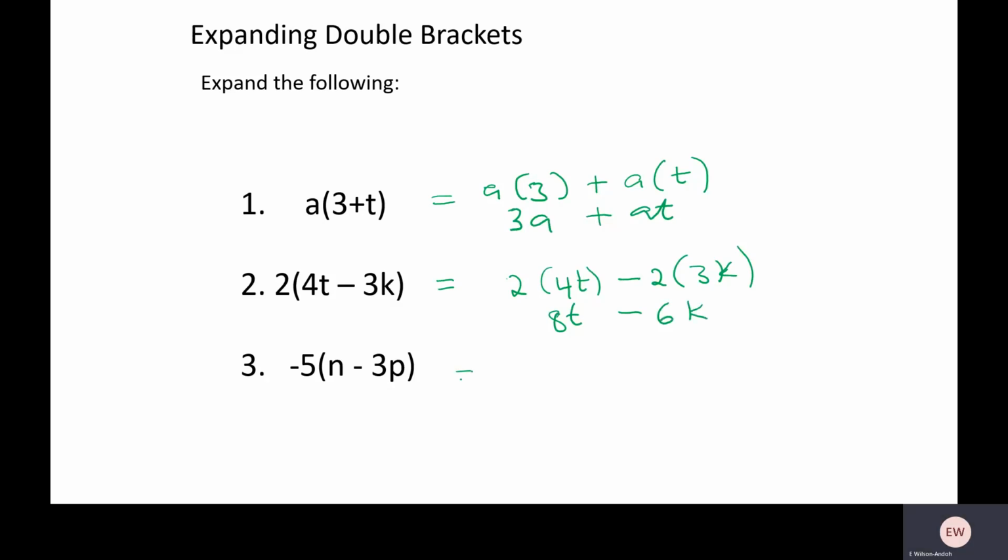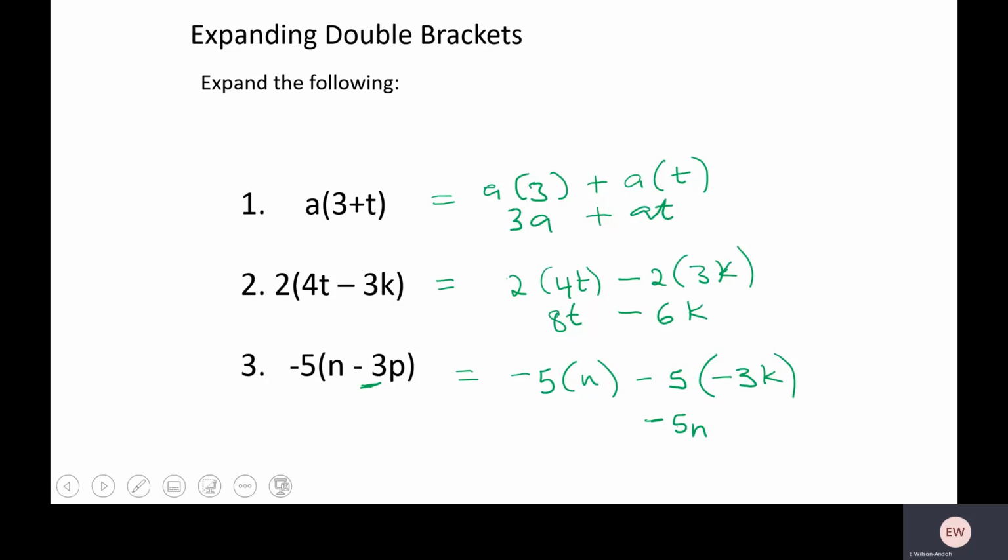And in the third example, we have minus 5 multiplying N. Now we have minus 5 multiplying the sign in front of the N, which is minus. So this will give us minus 5N. Now we have minus 5 multiplying minus 3K.